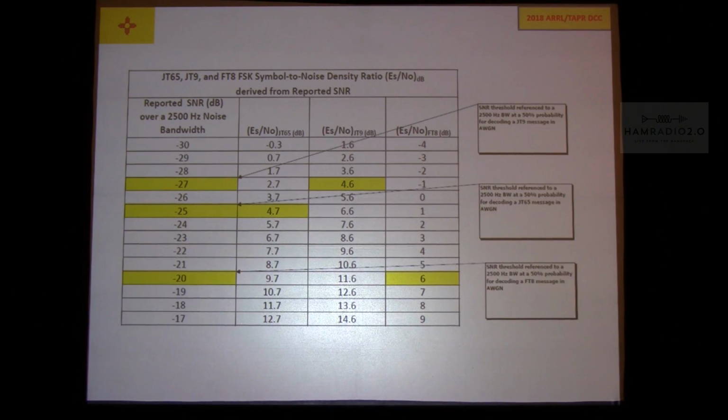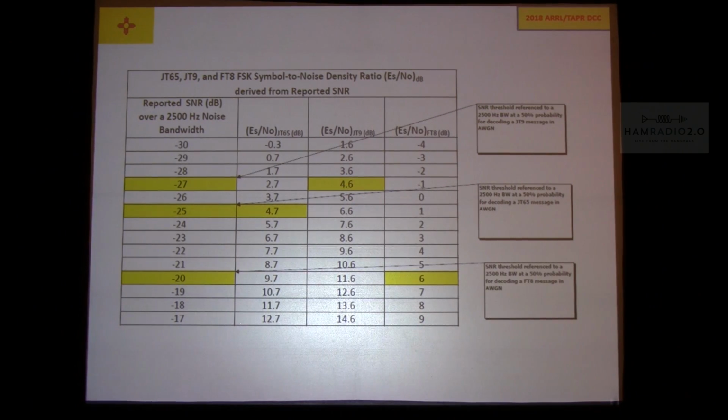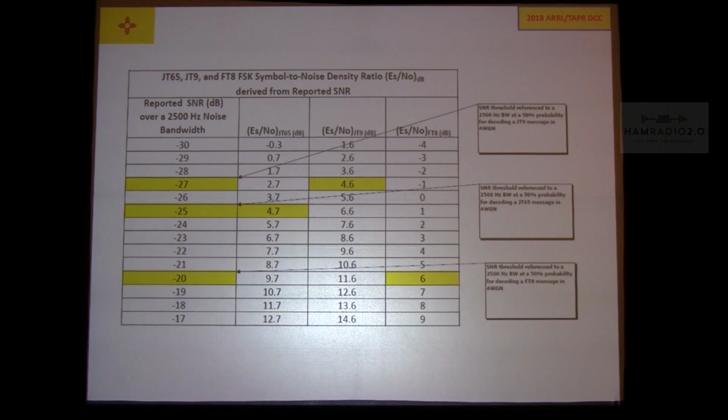And this next slide is basically a comparison of the reported signal-to-noise ratio and its corresponding actual symbol-to-noise density ratio. Let's focus on the yellow highlighted numbers. First one is minus 27. That is basically the threshold reported signal-to-noise ratio for JT9. That's the signal-to-noise ratio that you would have with a 50% probability of successfully decoding a JT9 message.